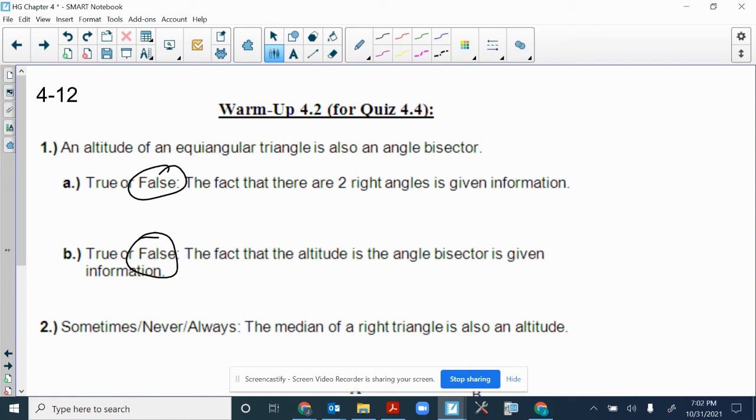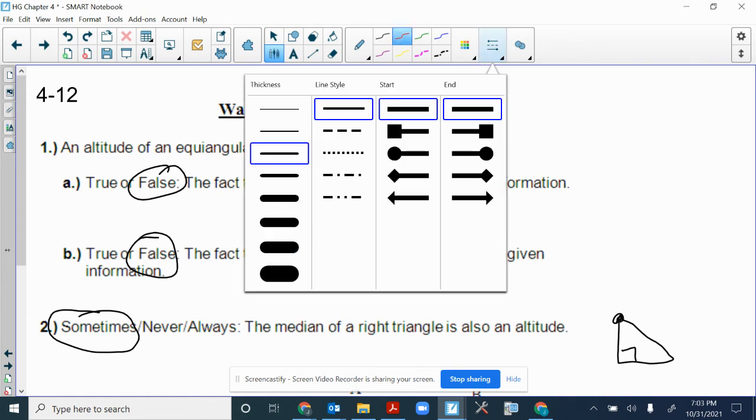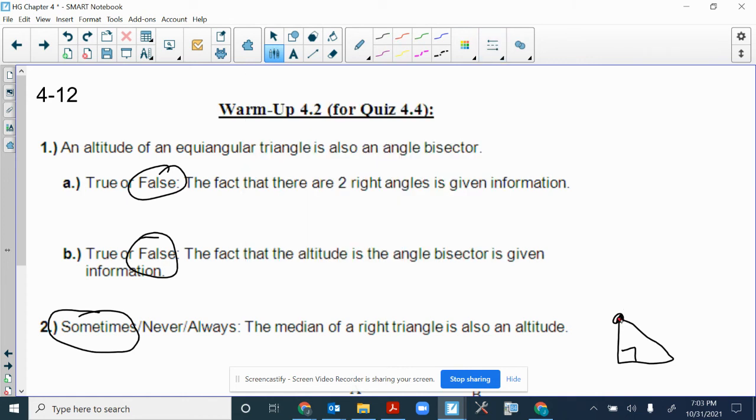Okay. And then the last one, sometimes, never, always. The median of a right triangle is also an altitude. So that is sometimes. If you think about, here right now, if I draw a median from this segment, let's do it in a different color. Do a median from this vertex to this segment. Well, the altitude would be actually this side as well. So those are definitely not the same.